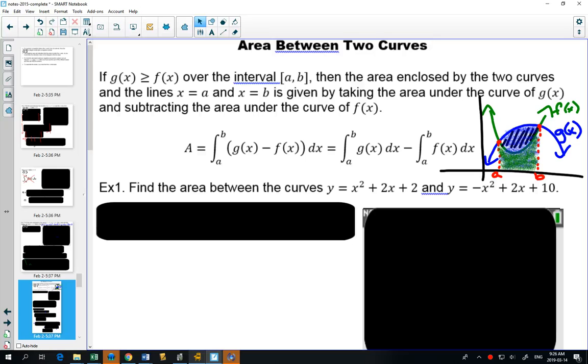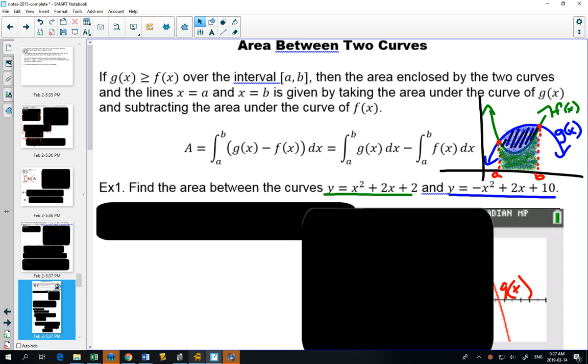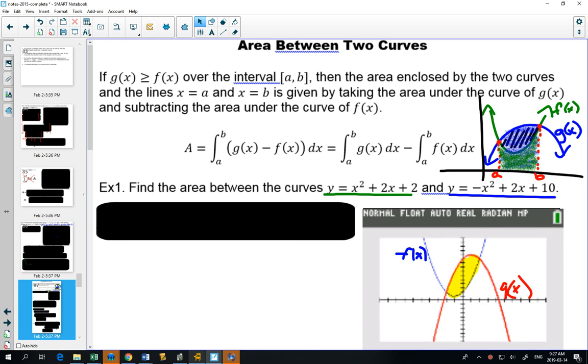Now, can you recognize by just looking at the equations which one is going to be the parabola on top? Is it going to be the green one or the blue one? The blue one. Why? Because it's minus. That one is the one that's opening down. The other one is opening up.